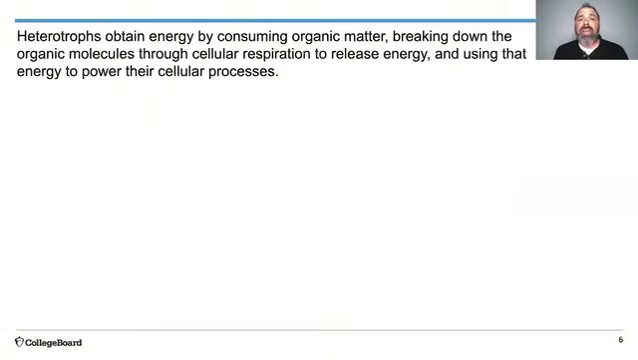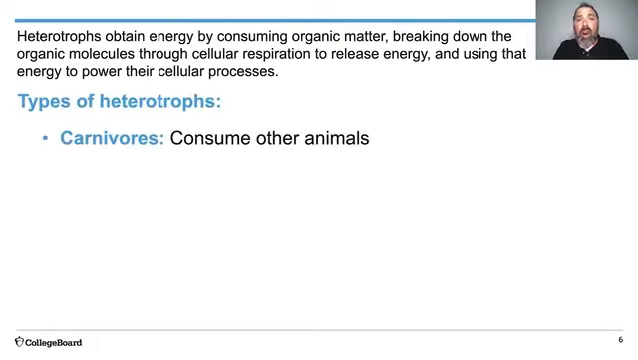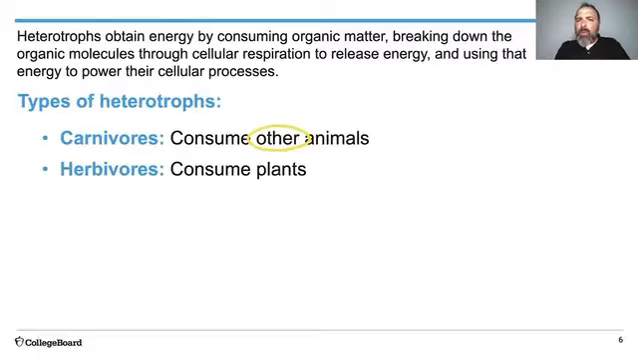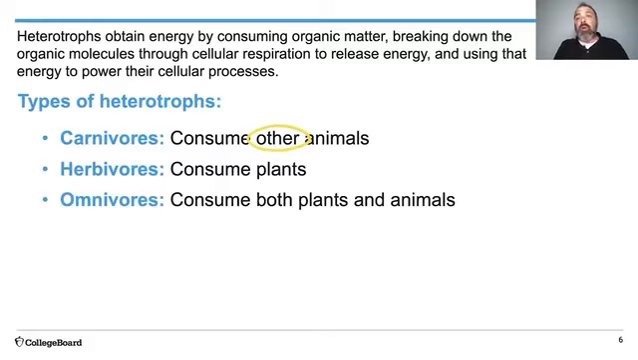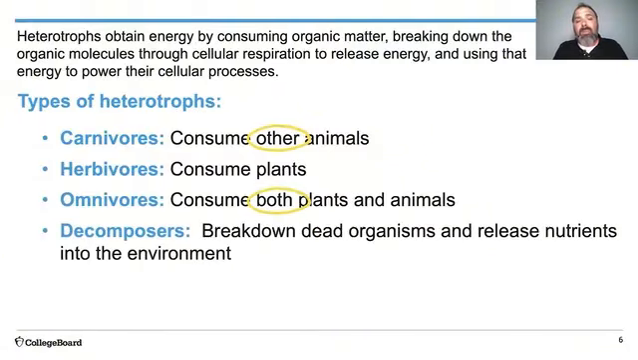So heterotrophs obtain energy by consuming organic matter, breaking down the organic molecules through cell respiration to release energy, and using that energy to power their cell processes. So different types of heterotrophs, you've got carnivores, which consume other animals, herbivores consume plants, omnivores consume both plants and animals.